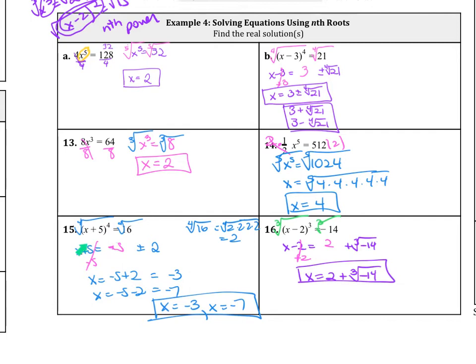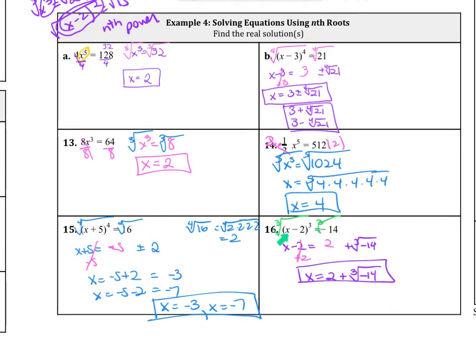Number 15. You take the fourth root of both sides right away. Remember that it's an even index, so therefore it's plus or minus 2. So then you solve, so you get x equals negative 5 plus 2, which is negative 3, and x equals negative 5 minus 2, which is negative 7.